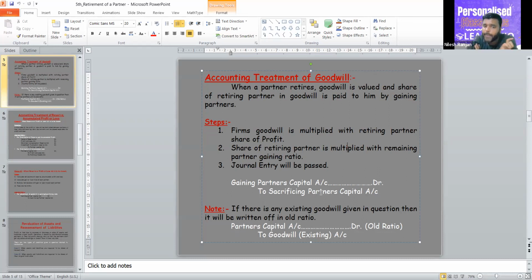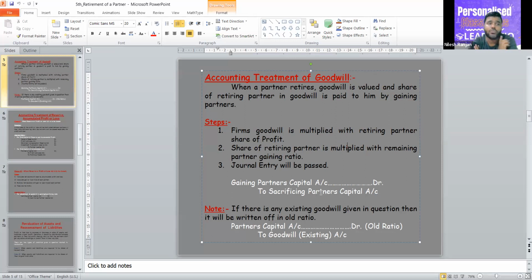You can see the journal entry: partners' capital accounts debit to goodwill account. When goodwill is written off, it is treated as a loss, and we distribute this loss in the old ratio between all the partners. That is because the retiring partner was also part of the firm, so it is not that we only write off existing goodwill between the remaining partners. It will be written off among remaining and retiring partners, means all the partners. So this is our goodwill concept.